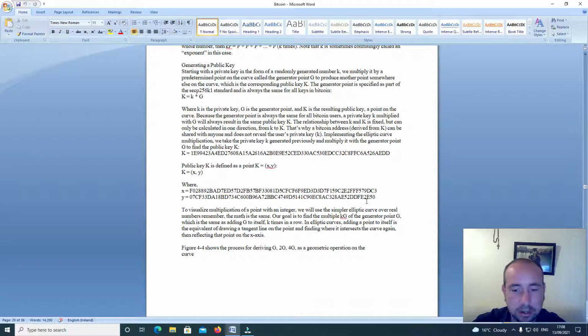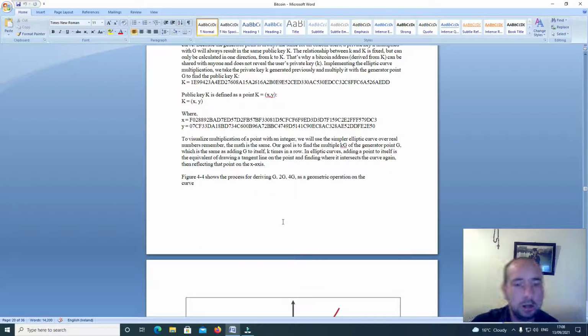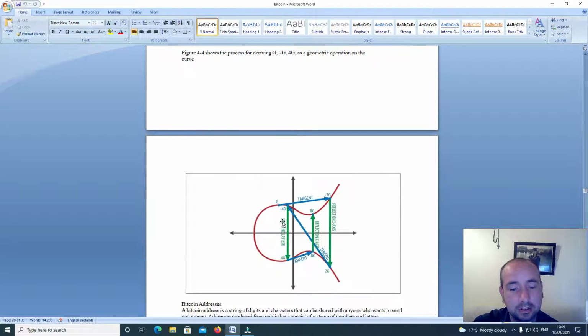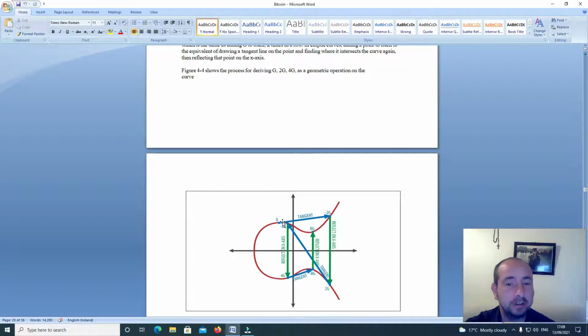To visualize multiplication of a point by an integer, we will use the simpler elliptic curve over real numbers. Remember that the math is the same. Our goal is to find multiples kG of the generator point G, which is the same as adding G to itself k times in a row. In elliptic curves, adding a point to itself is the equivalent of drawing a tangent line at the point, finding where it intersects the curve again, and then reflecting that point on the x-axis. Figure 4.4 shows the process of deriving G, 2G, 4G as a geometric operation on the curve.